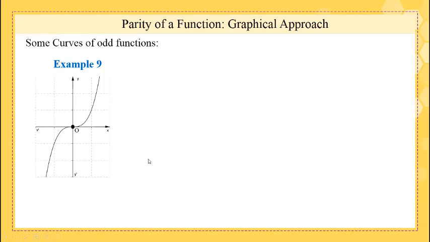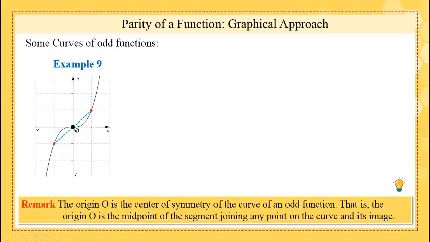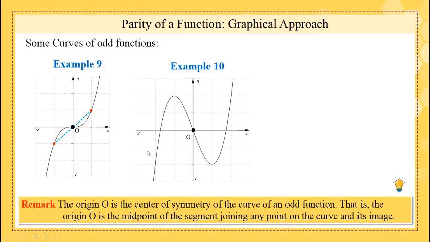Let us see some curves of odd functions. As we said, the origin O is the center of symmetry of the representative curve of an odd function. The symmetry of a point on this curve with respect to the origin is also a point on this curve. That is, the origin O is the midpoint of the segment joining the point on this curve and its image. Similarly for the other curves.